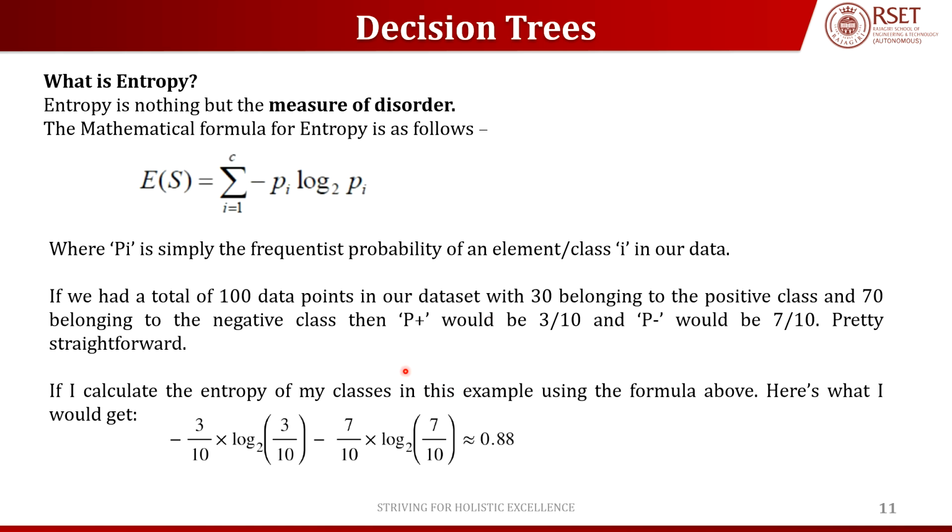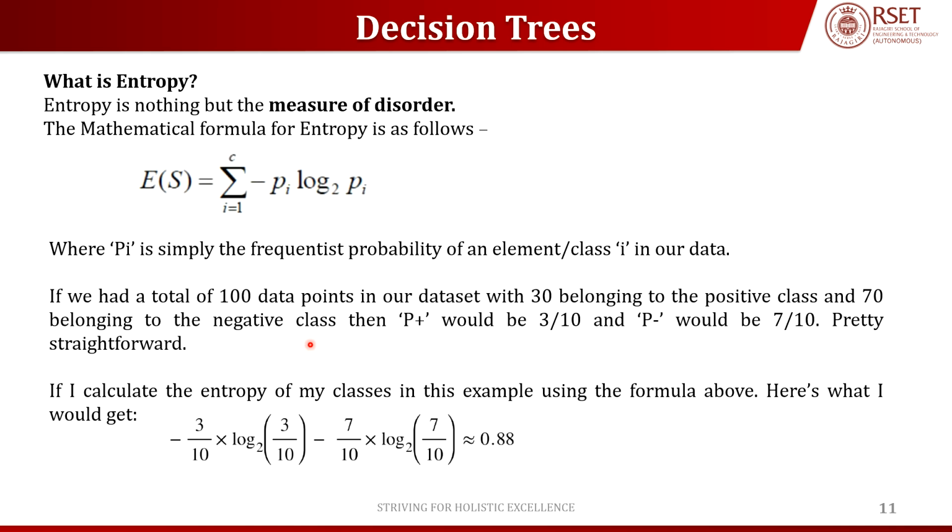Now here there is an example on the slide. You can see we have a data set with 100 data points. Among that, 30 are positive and 70 are negative. So the probability of getting a positive is 30 by 100 or 0.3, and the probability of getting a negative is 70 by 100 or 0.7. Now we just plug those into our formula. E(S) is equal to minus 0.3 log to the base 2 of 0.3, plus 0.7 log to the base 2 of 0.7.